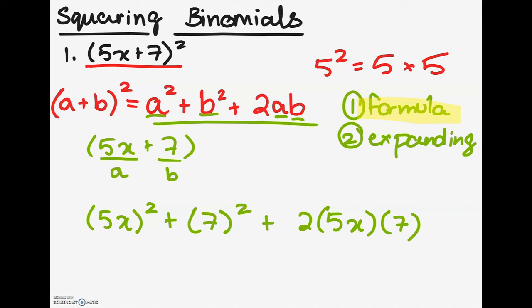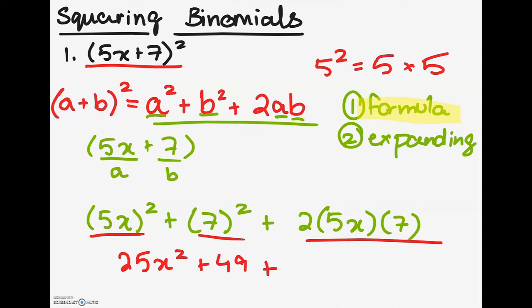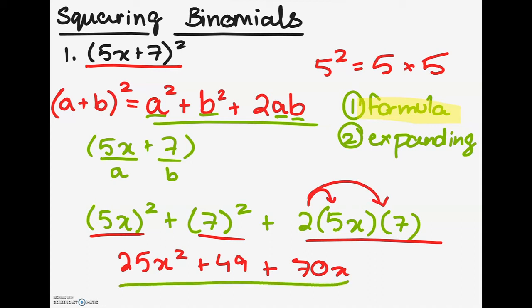5x and 7 as a and b respectively. Your final step will just be to expand this. So 25x squared is going to be 25x squared. This is going to be positive 49, and then this is going to be 70x because 2 times 5 is 10, and then 10 times 7 is 70, and you're just going to add the x. So as you can see, our final answer here is the same answer as what we got previously.